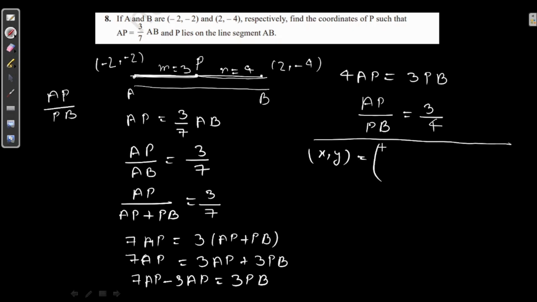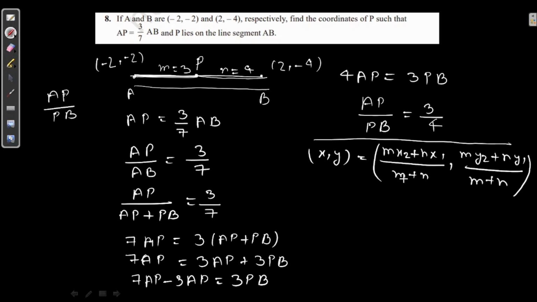(x, y) = ((m·x2 + n·x1)/(m + n), (m·y2 + n·y1)/(m + n)). This is the desired formula. Now I think we have applied this formula so many times, you can easily solve it. Just discuss with your friend and try to solve it.